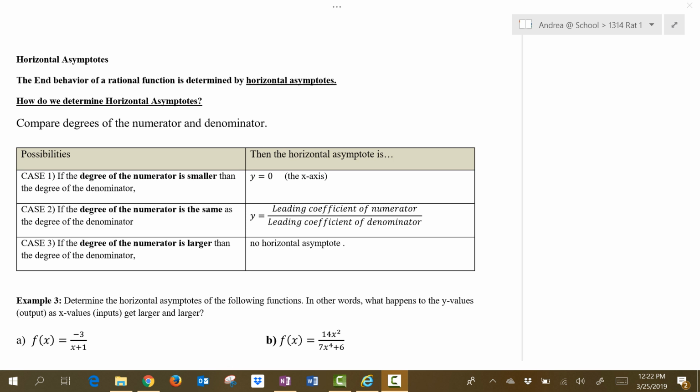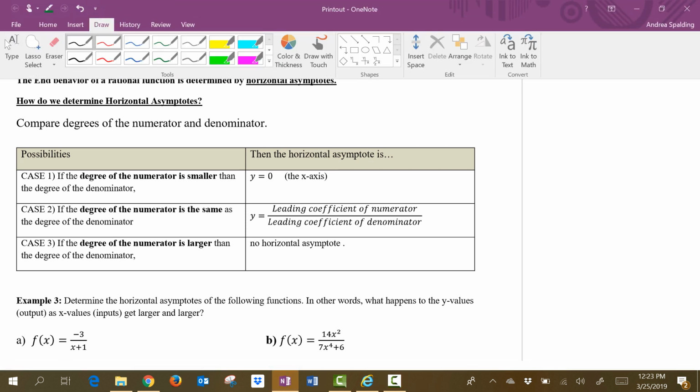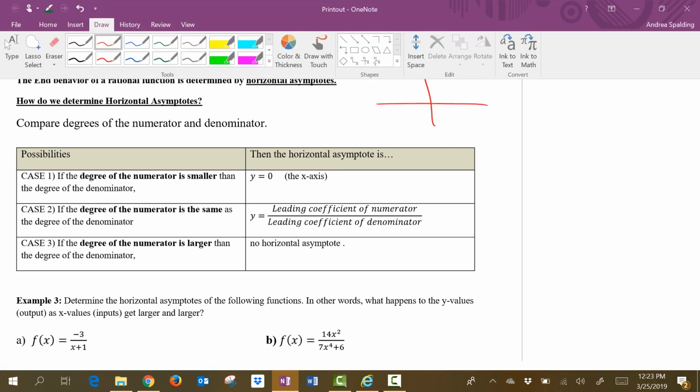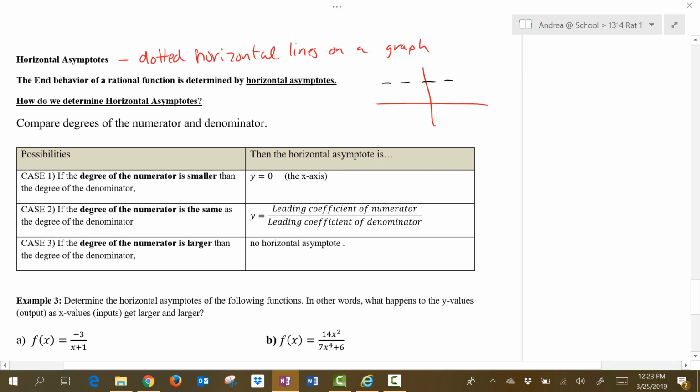In this video, we're going to explore how to find horizontal asymptotes. Horizontal asymptotes are dotted horizontal lines on a graph. So, we're looking at something like a horizontal line that's dotted, and just like with vertical asymptotes, the graph will get close to a horizontal asymptote. In other words, it will get parallel to that horizontal asymptote on one side of the graph or the other.